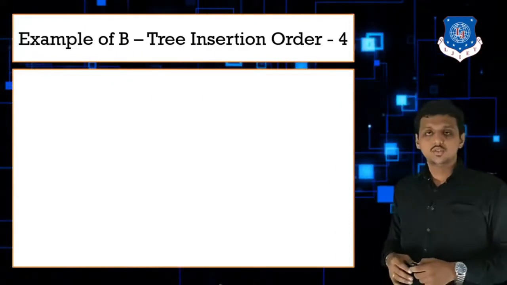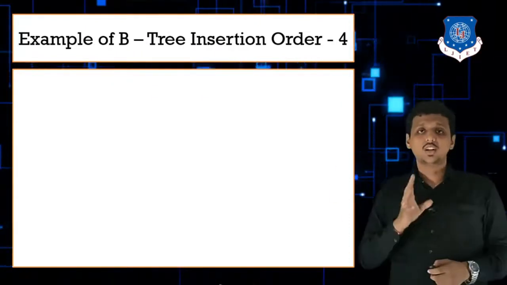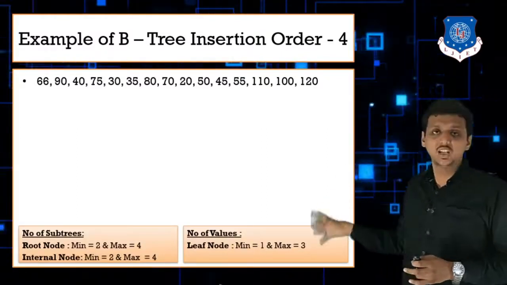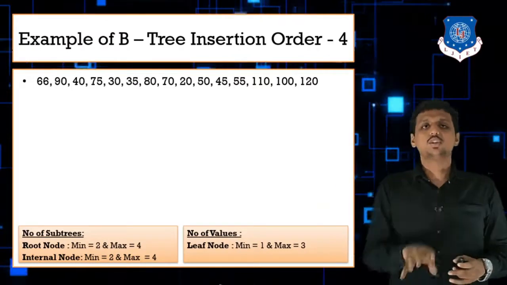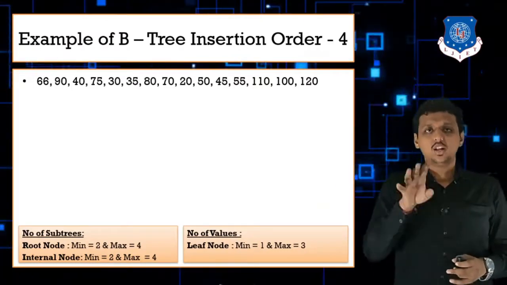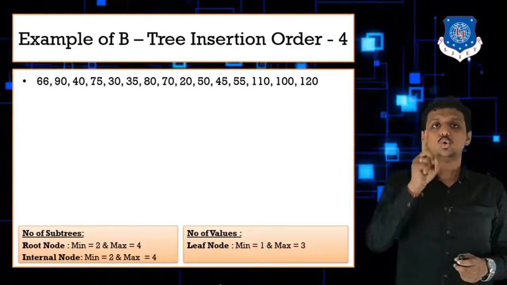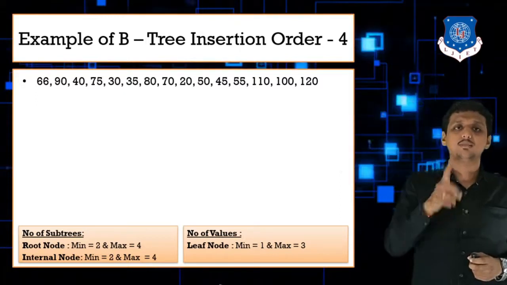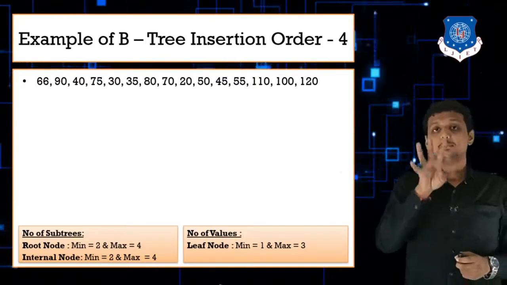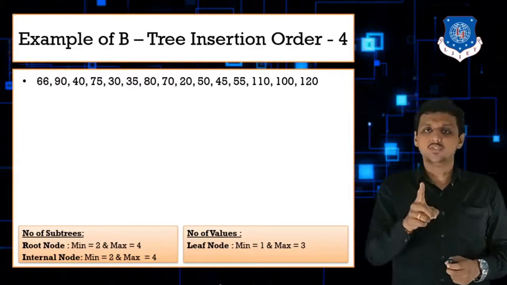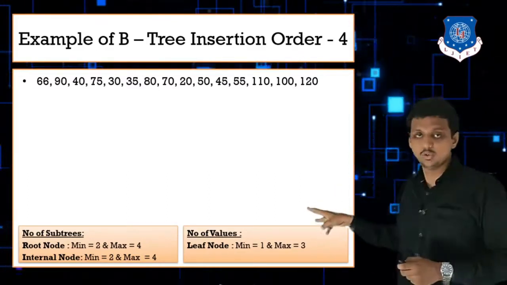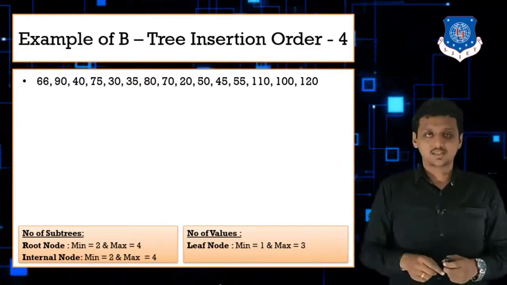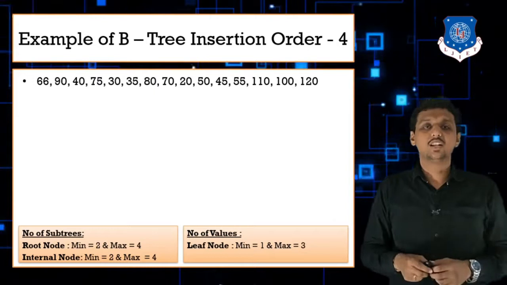So here the order is equal to 4, so order is already given. I am just writing over here how many elements are there in leaf node, root node and internal nodes. So students, we know that as the order is 4, the root node minimum contains 2, maximum 4. Internal node contains minimum 2 and maximum 4. But leaf node contains minimum 1 value and maximum 3 values. Those are for the root node and internal node, it must say about the subtrees. So values are subtrees minus 1.